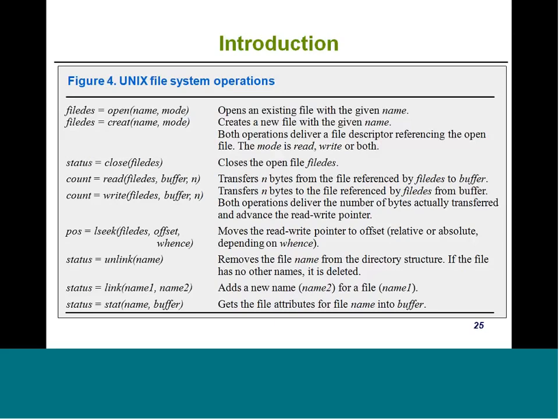And then the other command is the lseek command: lseek filedes, offset, whence. Essentially it takes the read-write pointer to that offset relative to an absolute position, and that is given by this whence variable. And then the other one is unlink name. This removes the file name from the directory structure. If the file has no other names, then the file is deleted.